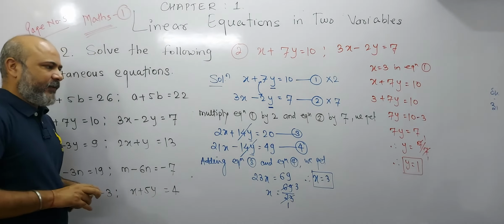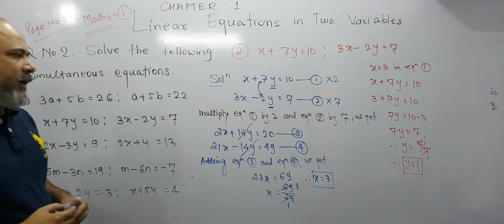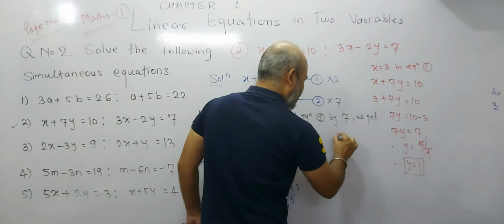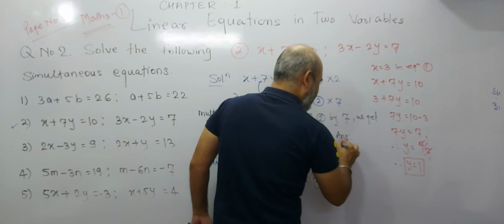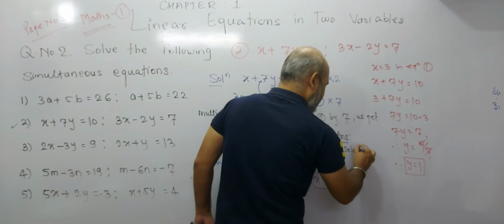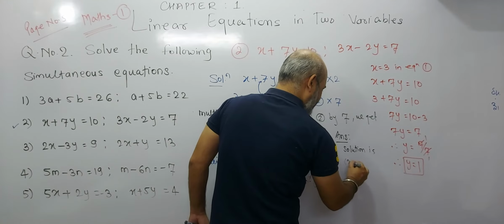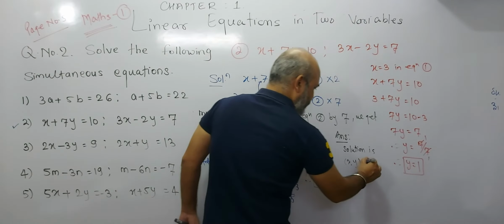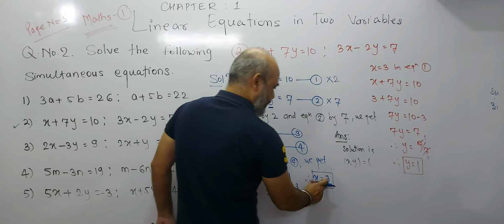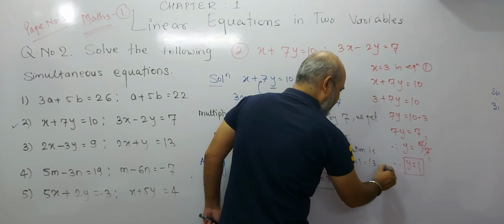So this is the value of x and the value of y, and finally you write the answer. To write the answer, what? Solution is what? What is x comma y? This is equal to what, student? That is x is 3 and y is 1.